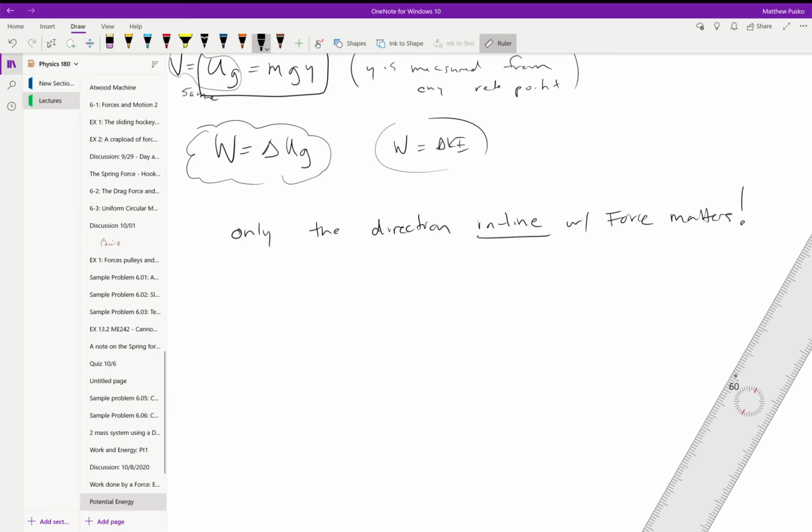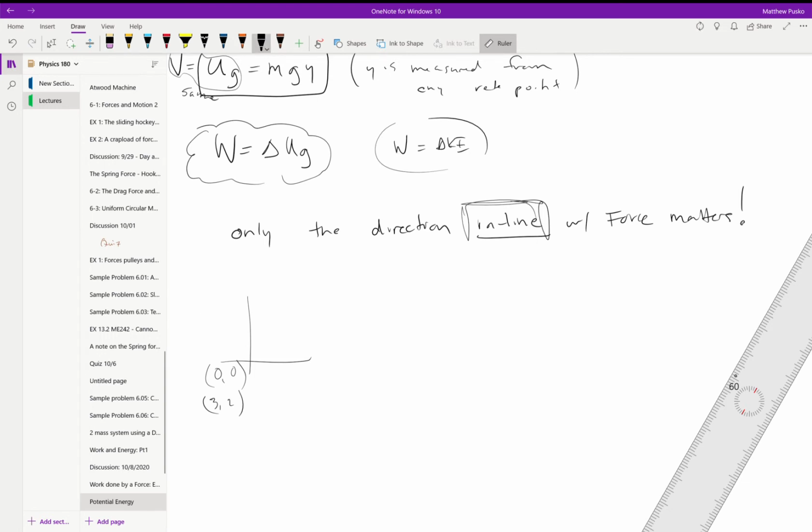Wanted to make a quick point finishing out this lecture on potential energy due to gravity. Only the direction of displacement that is in line with the force actually matters. So what if we started at some origin? We could call this 0, 0. It doesn't matter. We could have called this 3, 2 if we wanted to, and really all that matters is delta y or delta x, remember, the displacement.